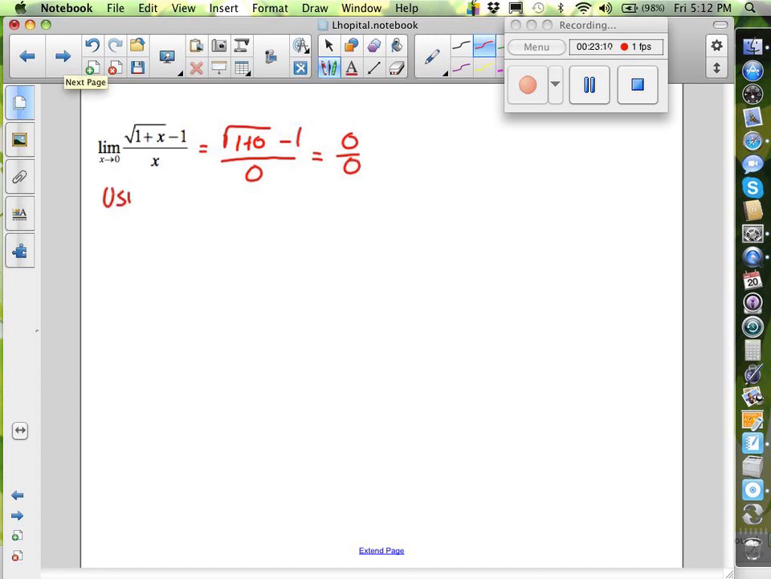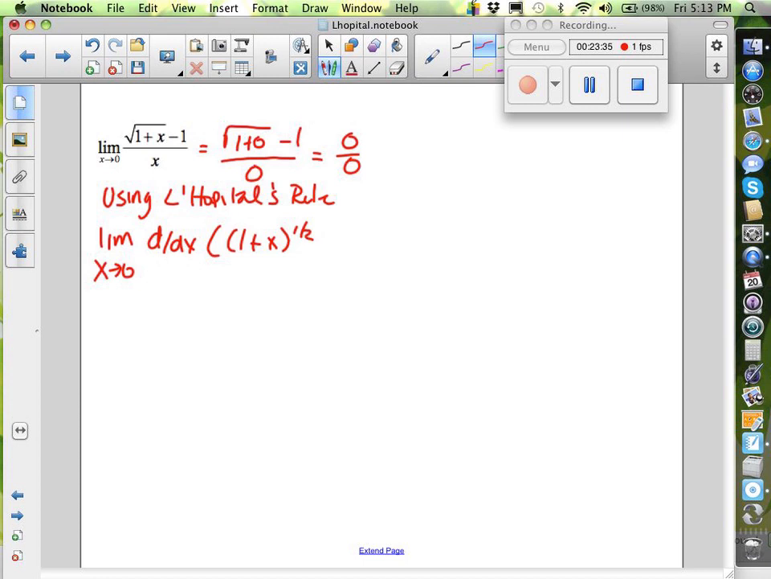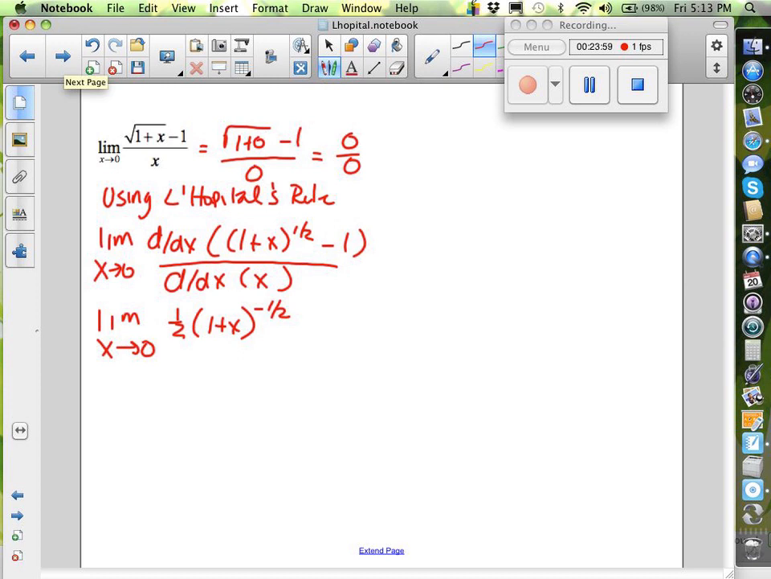So using L'Hopital's rule, we find the limit as x approaches 0 by taking the derivative of, I'm going to rewrite that, 1 plus x to the 1 half power minus 1 over the derivative of x. So that would give us the limit as x approaches 0. Derivative of the 1 plus x to the 1 half would be 1 half 1 plus x to the negative 1 half. Derivative of 1 plus x is just 1. And in the bottom there, derivative of x is just 1.